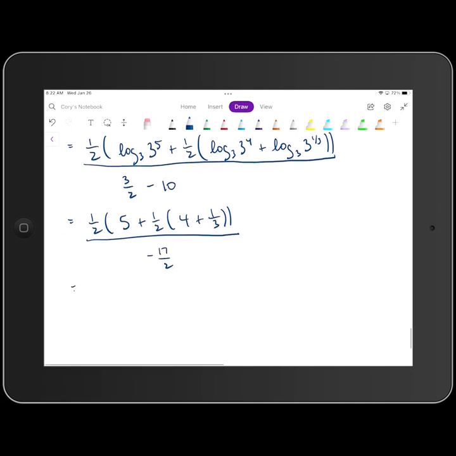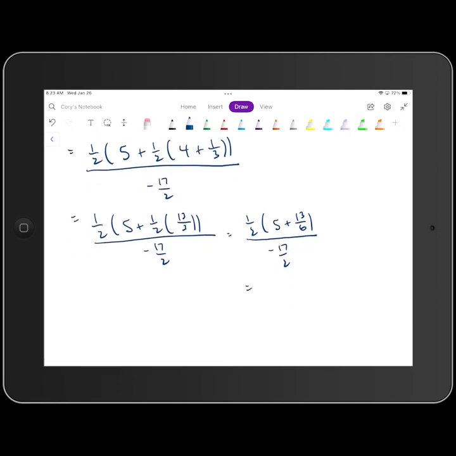Okay, so let's simplify our numerator. So we have 1/2 times 5 plus 1/2 times 4 plus 1/3. That's going to wind up being 13/3 over negative 17/2. So we get 1/2 times 5 plus 13/6 all over negative 17/2. So 5 plus 13/6 is 43/6. Okay, times 1/2 is going to make 43/12 over negative 17/2.